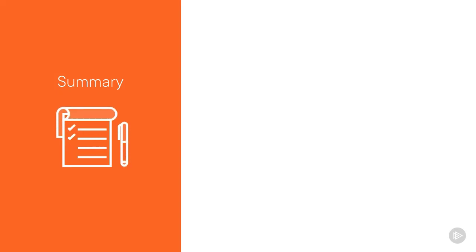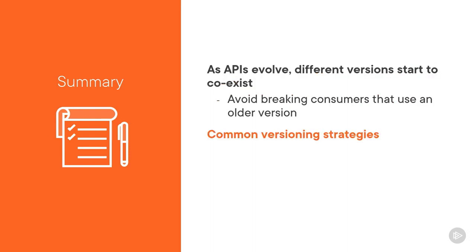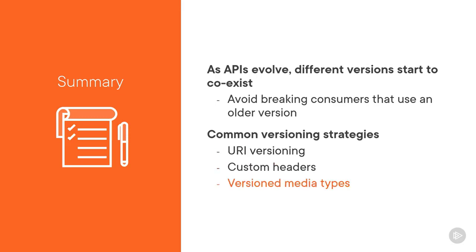We started with learning about versioning. As APIs evolve over time, different versions of that API start to coexist, because you don't want to break existing consumers that might use an older version. That leads to versioning strategies for APIs. Commonly used are URI versioning, via URI segments or query string, custom headers, or versioned media types.